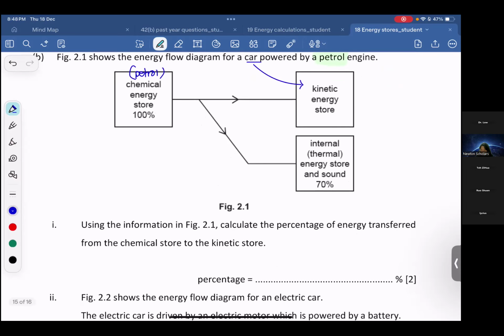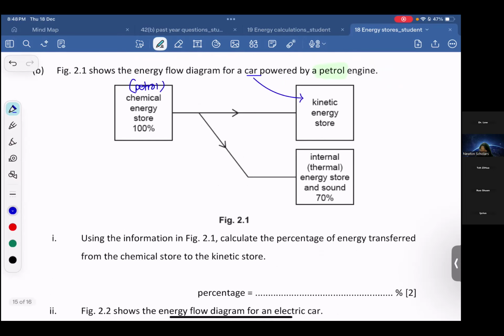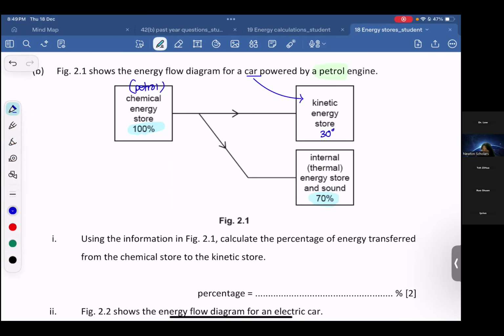Here, the wasted energy is the thermal energy store and sound. Calculate the percentage of the energy transferred from chemical to kinetic. So how many percent here? Easy one, right? Crystal correct. Zihua, how many percent? Starting input is 100. Yes, correct. Starting 100, wasted 70, that means this one should be 30%. 100% minus 70%, so we get 30%. 2 marks, please show the working step. If you don't show the working step, you lose the working step mark.